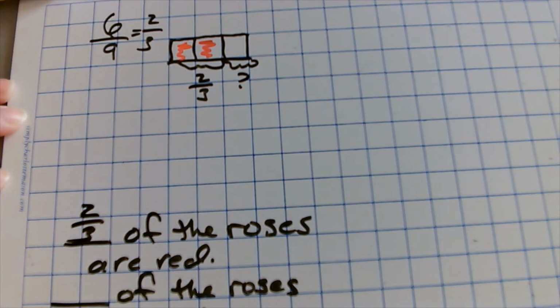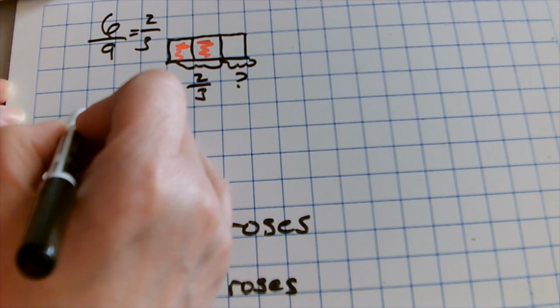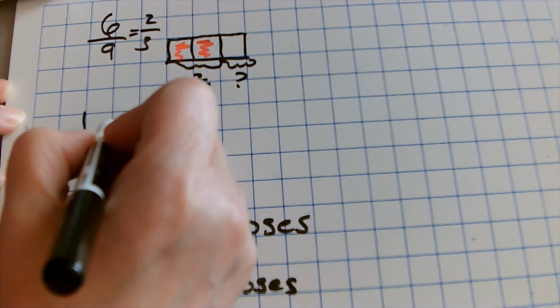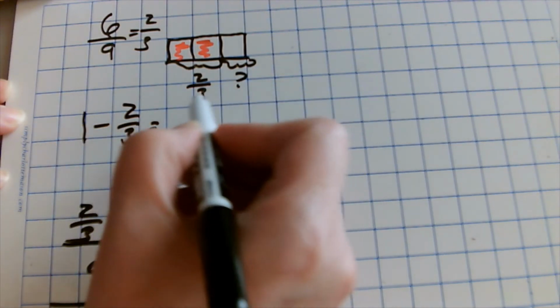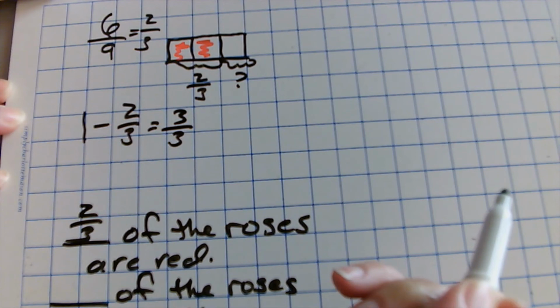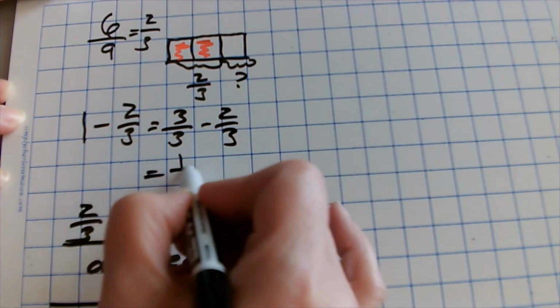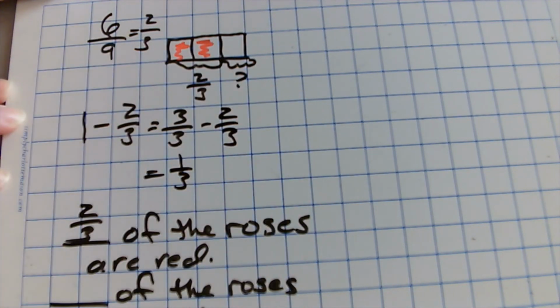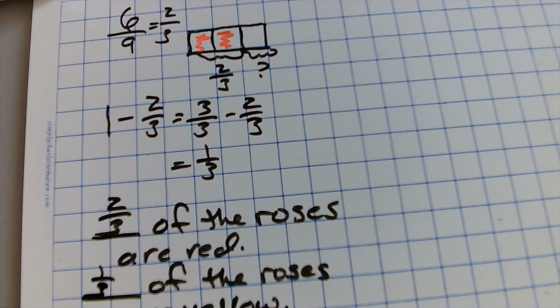Okay. What fraction of the roses are yellow? Well, this is where finding a fraction of a set comes in. So 1 minus 2/3. The 1 I can change to 3/3 to have a like fraction, 3/3 minus 2/3 is 1/3, which of course is what you see on the bar model. So 2/3 of the roses are red, 1/3 of the roses are yellow.